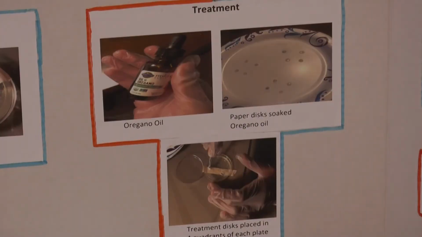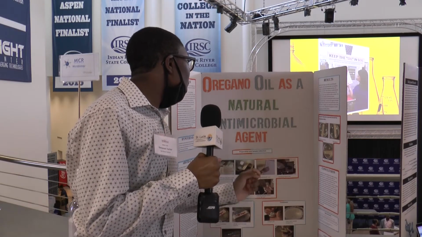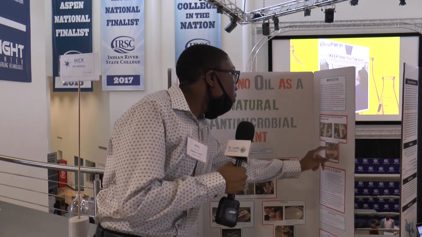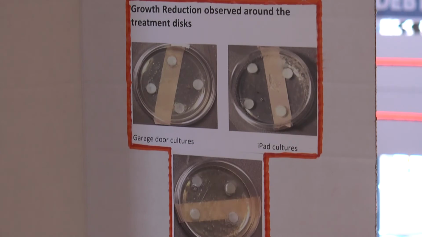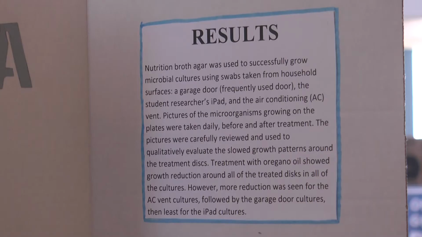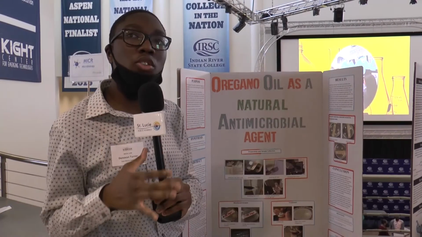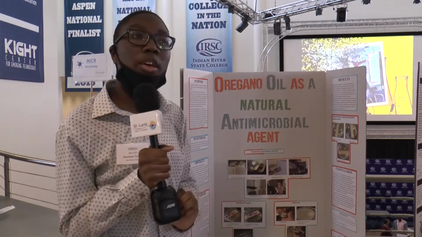And after a few days, we did the treatment, which was paper discs soaked in 2 to 3 drops of oregano oil, and we placed them carefully with tweezers in a square shape. As you can see, there's a little reduction around the AC vent compared to the iPad cultures, compared to the garage. I wanted to do this project because oregano has 2 bioactive ingredients that have been shown to have anti-cancer properties and act as food preservatives. So I wanted to see if essential oils can be used as household antimicrobial agents.